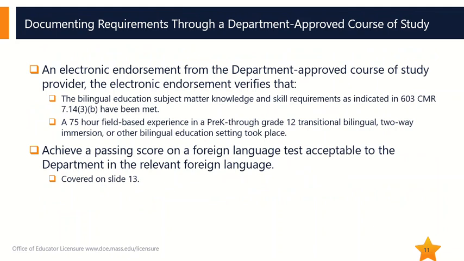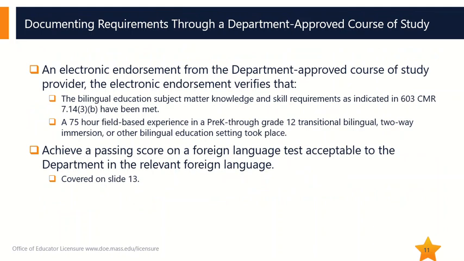The Office of Educator Licensure will verify the department-approved course of study and the 75-hour field-based experience noted on this slide is met upon receipt and review of an electronic endorsement from a department-approved course provider verifying the completion of the department-approved course of study for providing bilingual education.